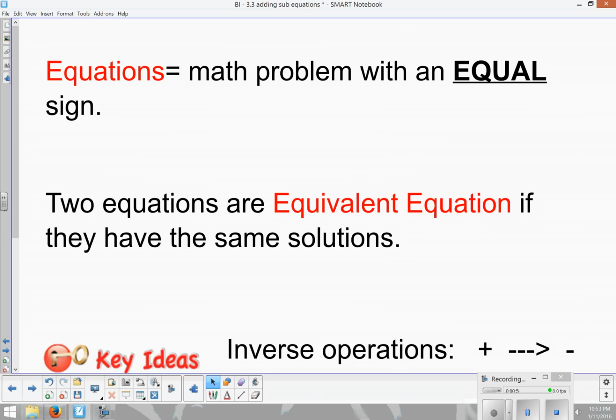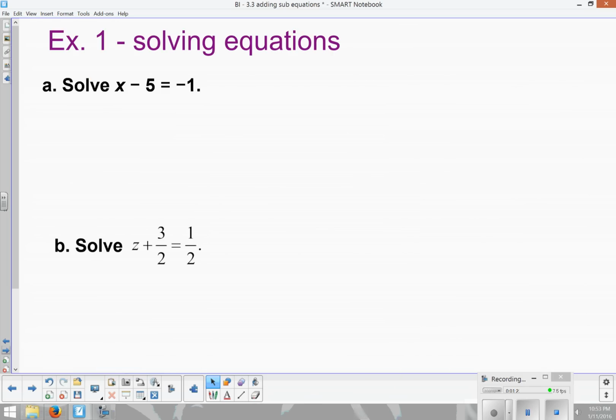So when you have something that has the same solution on one side and the other side, that means you have an equivalent equation. Today we're going to be solving for the variable of an equation. To do that, you'll need to know what inverse operations are. As a reminder, inverse operations: if you have a plus, the inverse, or opposite, of that would be minus, and vice versa. Minus, opposite would be plus. Let's go ahead and start off with our first example on solving equations.